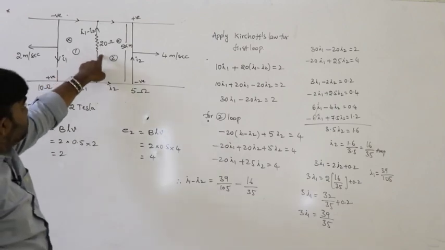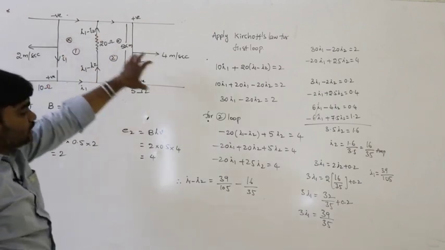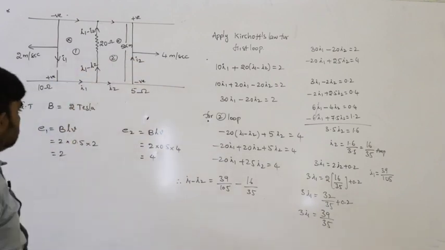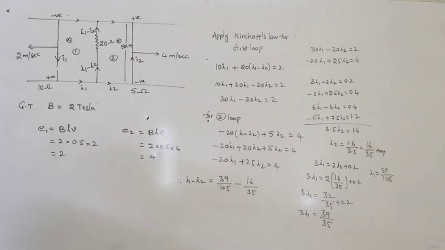What is the current through the middle region? We are just applying Kirchhoff's laws in the first loop and second loop. So that is the condition. Generally the EMF formula is BLV.